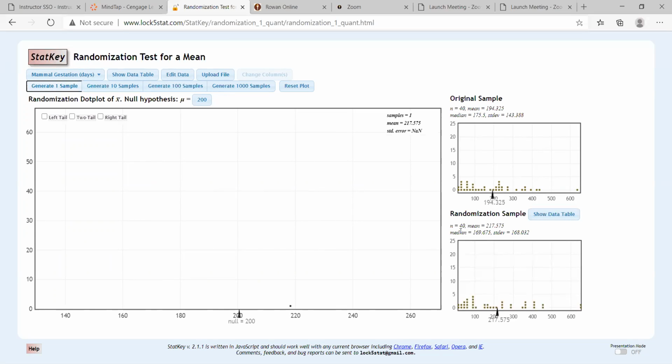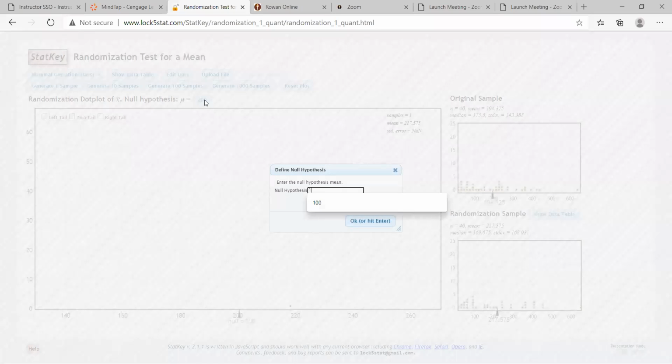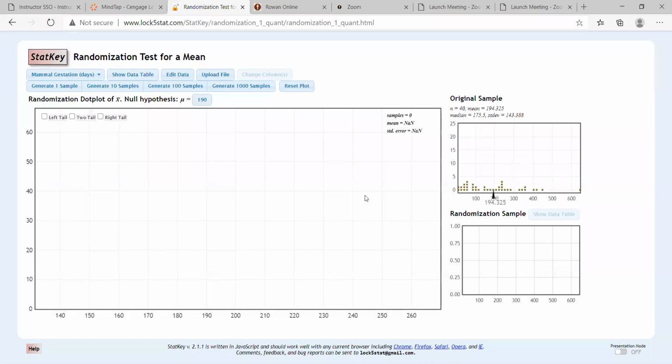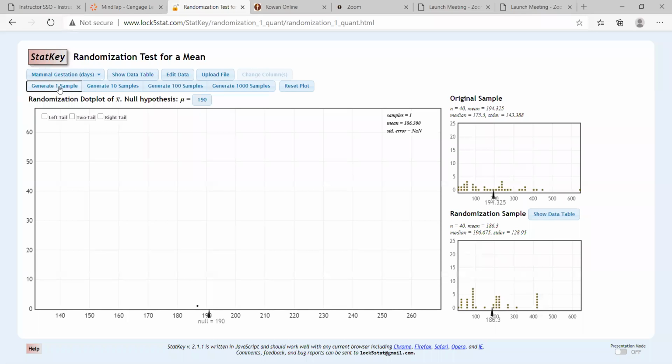For example, I can create one right now. 40 random mammals, and this sample mean is 217.575. So the sample means are going to be close to the actual hypothesized mean that's given. In this case, it's 200. But if you wanted to change it, you just click in here. No problem. Let's make it 190 instead of 200. Therefore, the randomization samples that are chosen are going to be closer to 190.